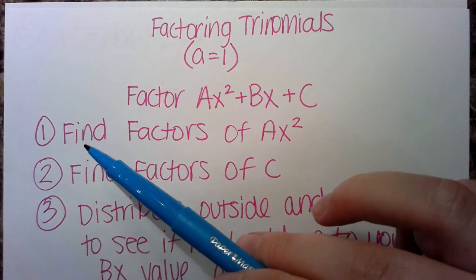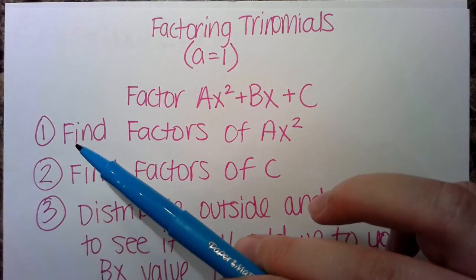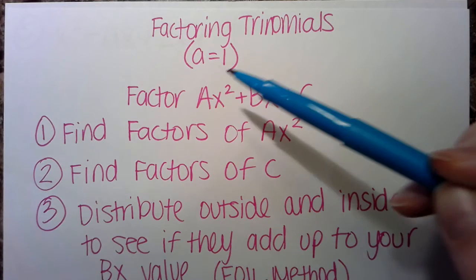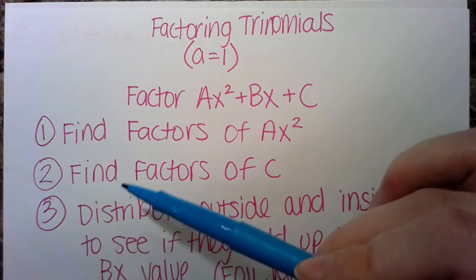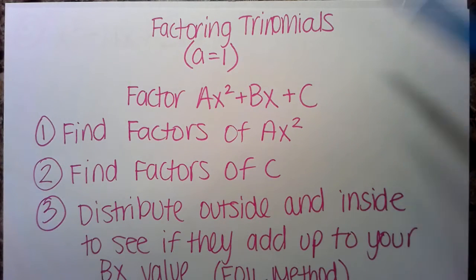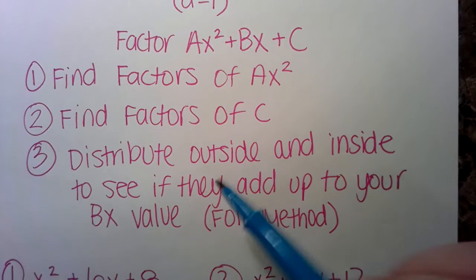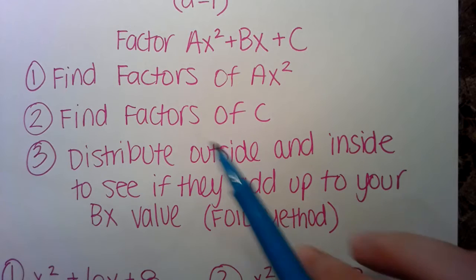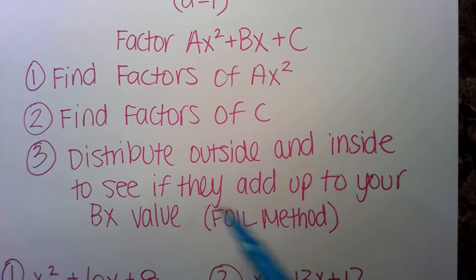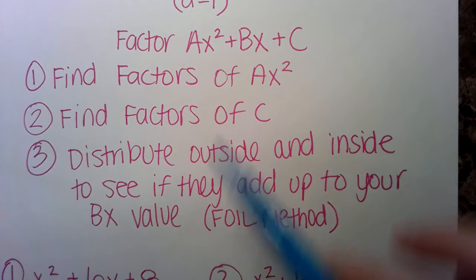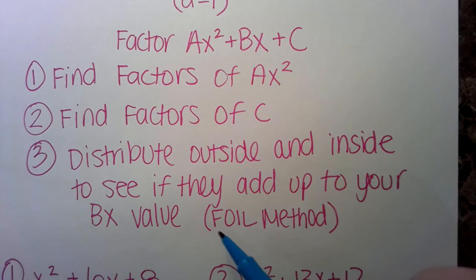So we're going to find the factors of ax squared first. Then we're going to find the factors of c. So factors, remember, are two numbers that are multiplied together. And then for step 3, we're going to distribute the outside and inside to see if they add up to your bx value, which is the middle term. And this is the FOIL method.